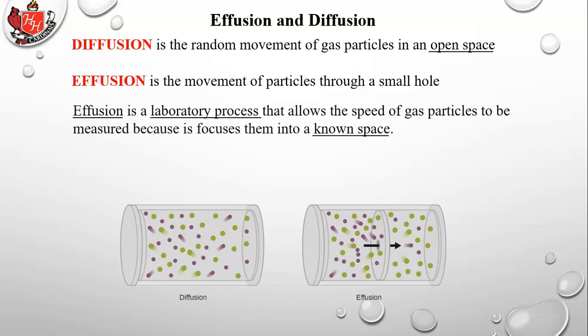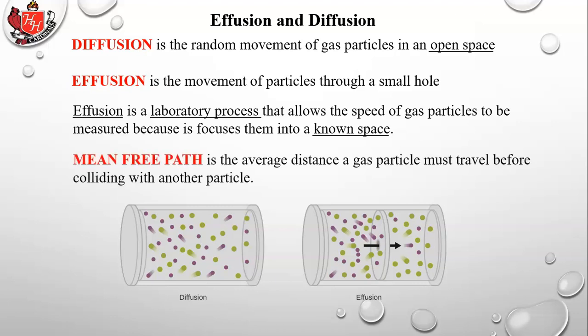Effusion is a laboratory process that allows the speed of gas particles to be measured because it focuses them in a known space. You have a known volume and a hole of known size. All the gas particles in the container start off on the left-hand side, with nothing on the right-hand side. Then it's measured how long it takes them to equalize. Eventually you end up with equal numbers of particles on both sides. That's what effusion is.